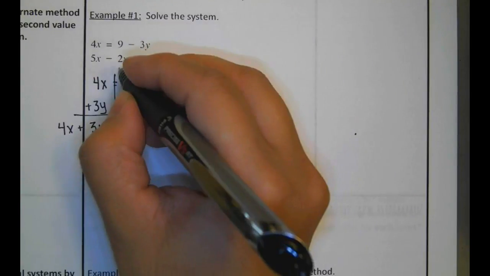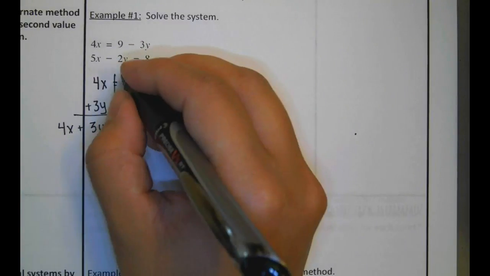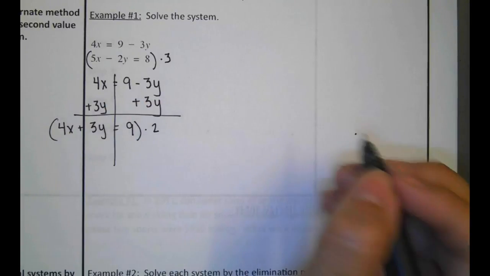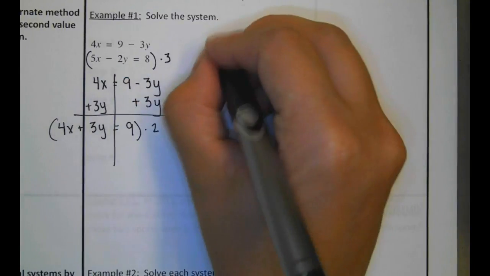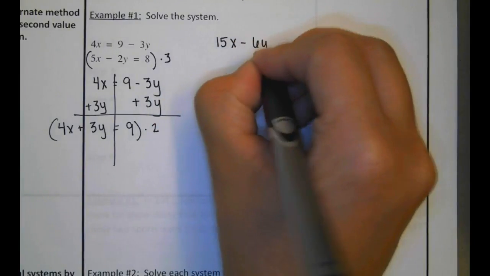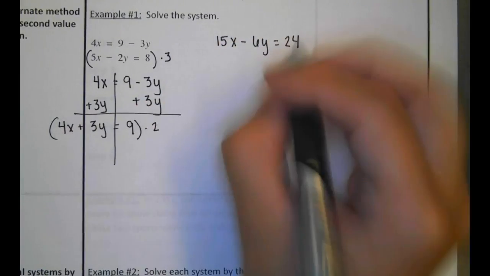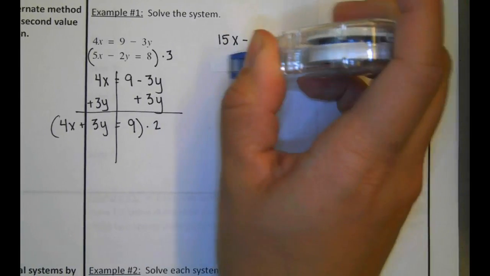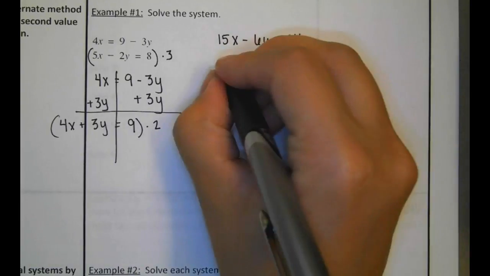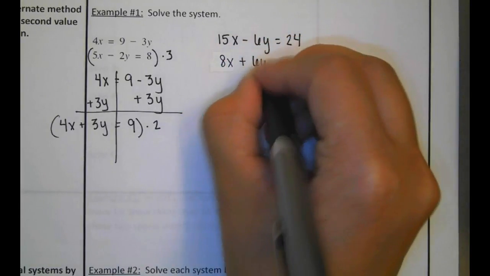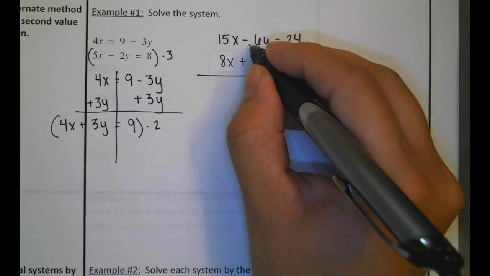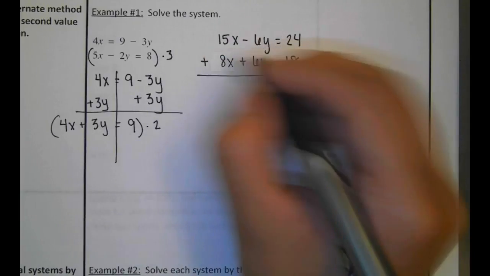So, if I want to get rid of the y, 2 and 3 have a least common multiple of 6. So I'm going to multiply this equation by 3, this equation by 2. When I multiply this first equation by 3, I've got 15x minus 6y equals 24. This equation is going to give me 8x plus 6y equals 18.